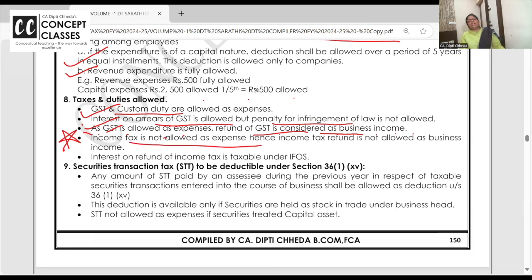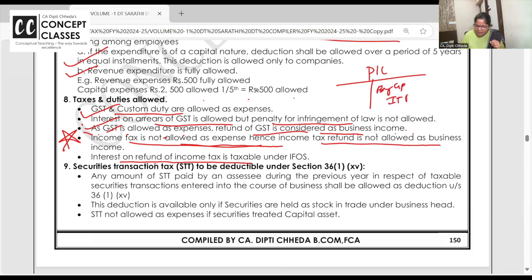Income tax is not allowed as expense because you're not paying income tax only on your business income. You're paying income tax on house property, capital gain, salary, other sources. Income tax is not allowed as business expense. So income tax refund is not a business income, right? And interest on refund, interest. So in the P&L account credit side after the GP, if they give you income tax refund, say 6 rupees, it's not my business income, remove it.